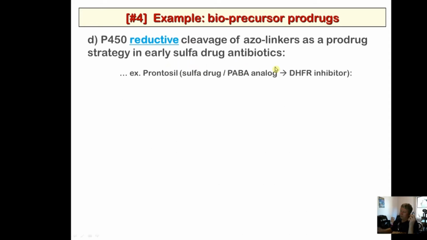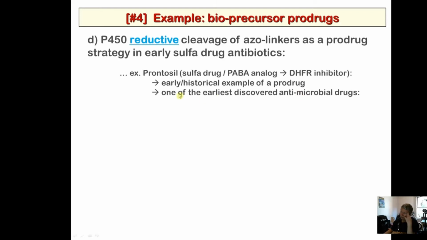Okay, so the first one is called Prontosil. It's a sulfa drug, PABA analog, dihydrofolate reductase inhibitor, and historically, it's one of the earliest examples of a prodrug. And it's also one of the earliest discovered antimicrobial drugs.